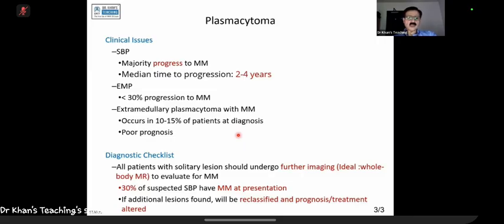And why do you want to do it? Because a plasmacytoma has a median time to progression of 2 to 4 years, when it actually becomes multiple myeloma. And in many cases, the presentation itself is multiple myeloma instead of a plasmacytoma.